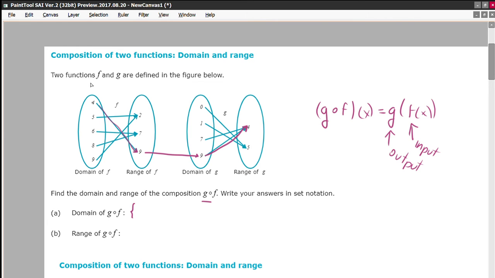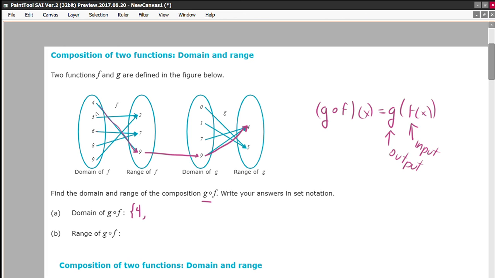Then that means that 4 is a value in the domain of the composition, because it's a value that can go from the domain of the input function all the way to the range of the output function. Next value, 5. F of 5 is 2. Is 2 in the domain of G function? No, it isn't. So it can't be part of the domain of the composition.